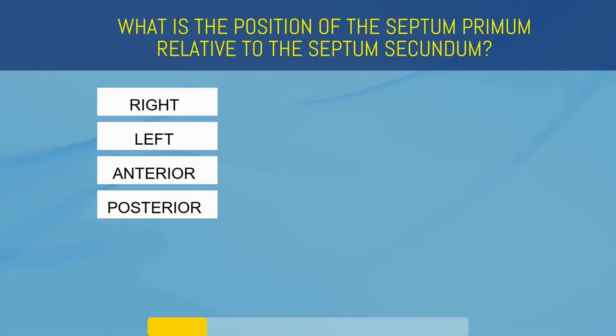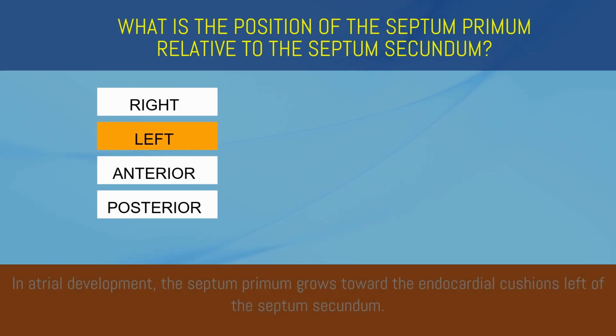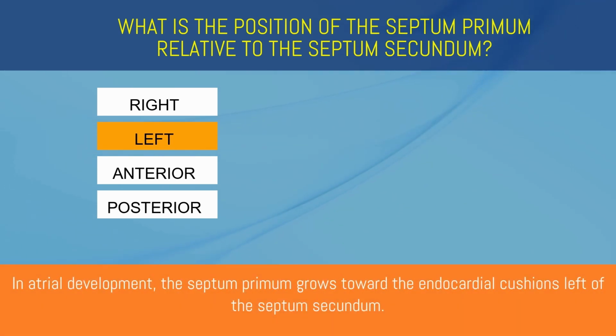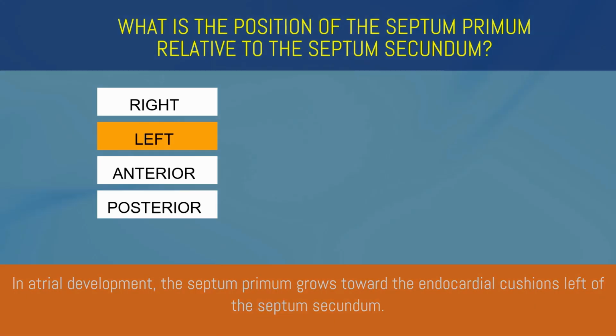What is the position of the septum primum relative to the septum secundum? Right, left, anterior, or posterior? Left. In atrial development, the septum primum grows toward the endocardial cushions, left of the septum secundum.